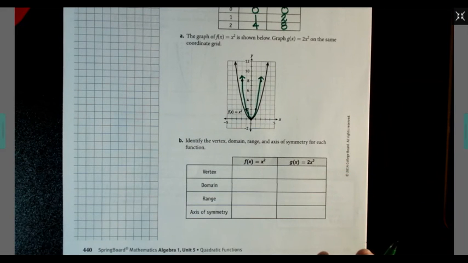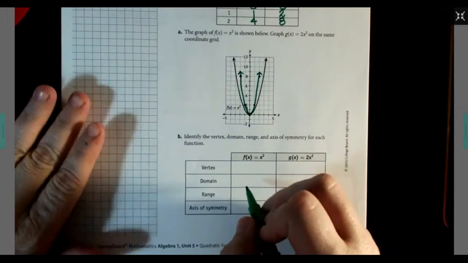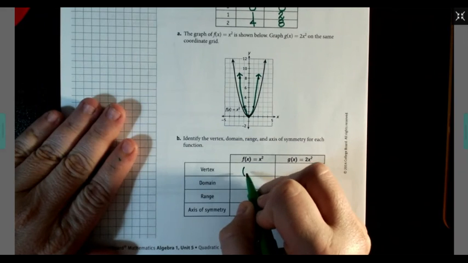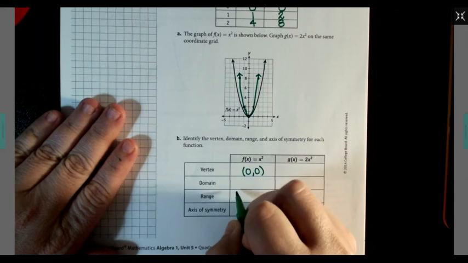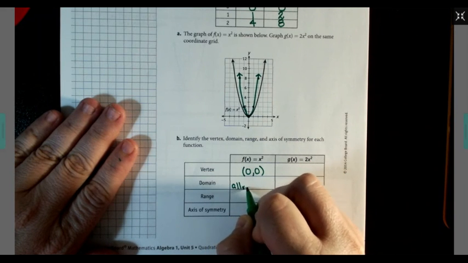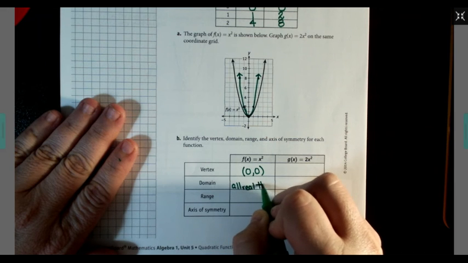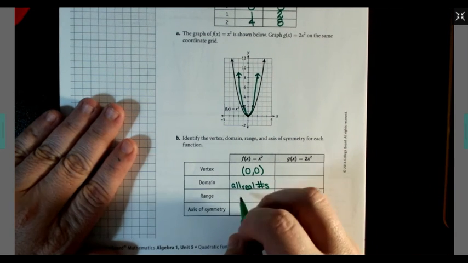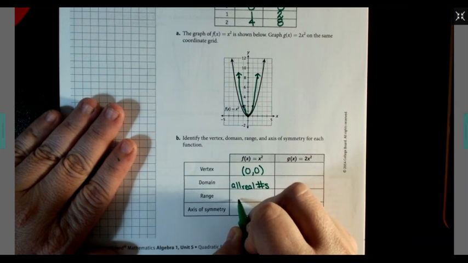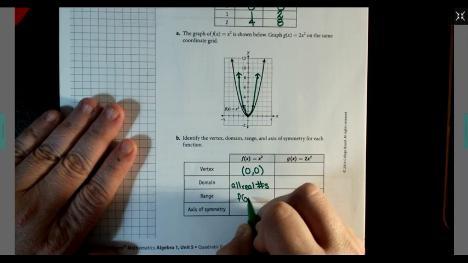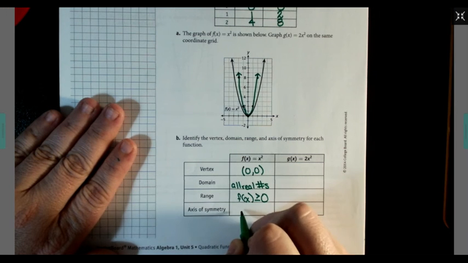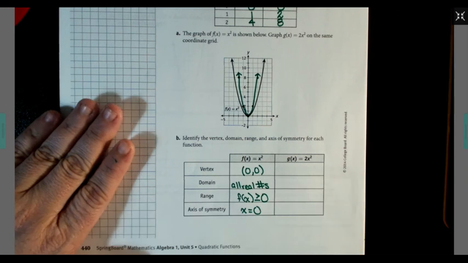B. Identify the vertex, domain, range, and axis of symmetry for each function. We've done this f of x column quite a few times now. Our vertex is 0, 0. Our domain is all real values or all real numbers. Means I can plug in any value of x that I want. Range is going to be f of x has to be greater than or equal to 0. And my axis of symmetry is x equals 0.